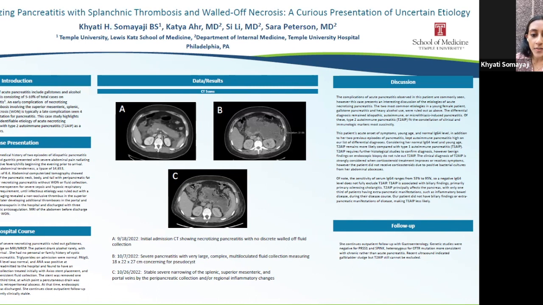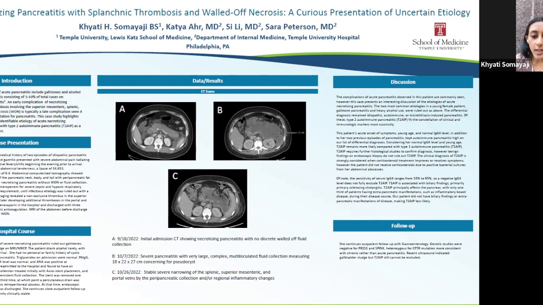In terms of some of her genetic testing, though, and her IgG markers, her IgG 1, 2, and 3 were low, and IgG4 was normal. She was positive for ANA. So those are, again, some interesting lab findings that came through for her case.